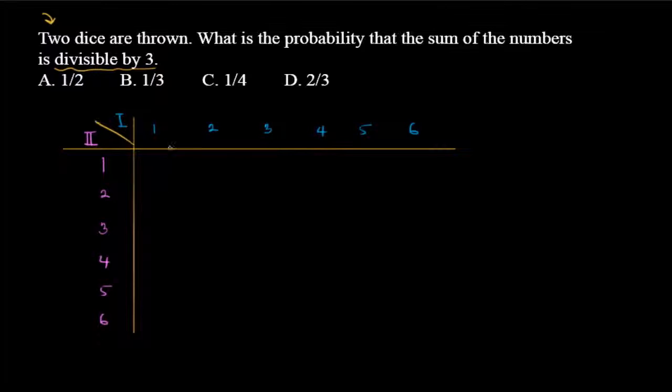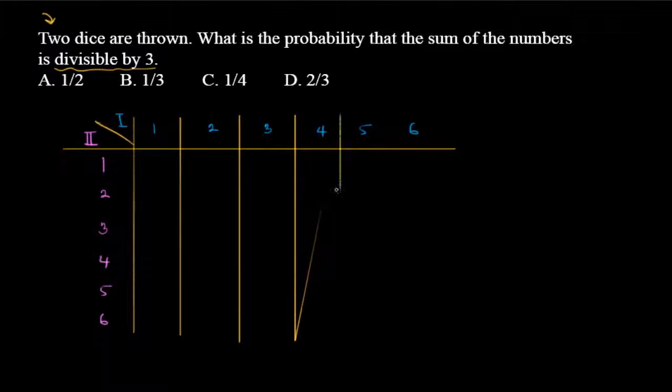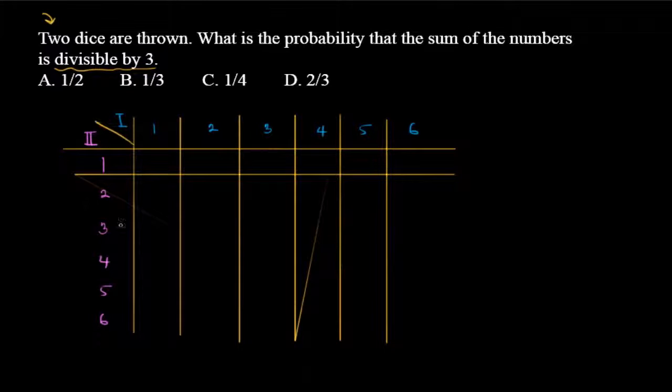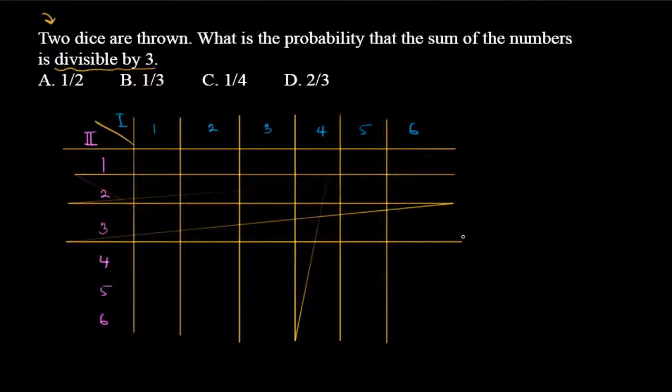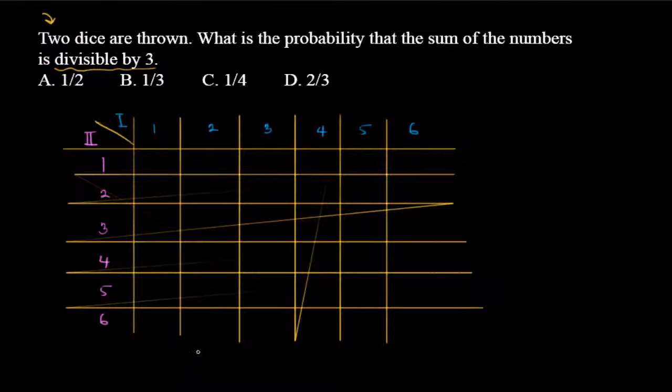So now we know this. Let me complete this diagram by drawing the lines down, for each of the faces of the second die as well.